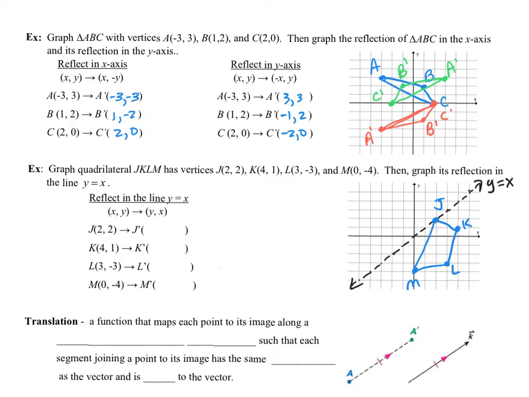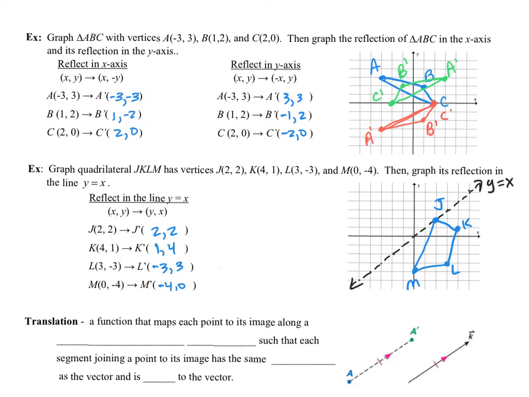Okay, now, when we reflect it in the line y equals x, let's follow the rule. All we have to do is take the x and y values and switch them. So J with coordinates 2, 2 is still going to be the point 2, 2. It's on the line of reflection, so J and J prime are the same point. K prime would be 1, 4. L prime would be -3, 3. And M prime would be -4, 0.